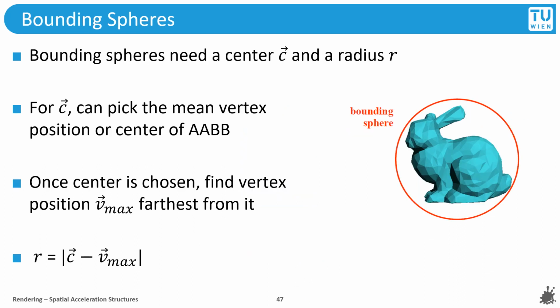In terms of information that needs to be stored, bounding spheres are even simpler. All that they need is a vector for the center location and a radius r. And for the center, as an example, we can pick the mean vertex position, or we could use the center of a previously computed AABB. And once the center is chosen, we can simply find the vertex whose position is farthest from the chosen center. And the radius then results from the distance between that vertex and the center location.